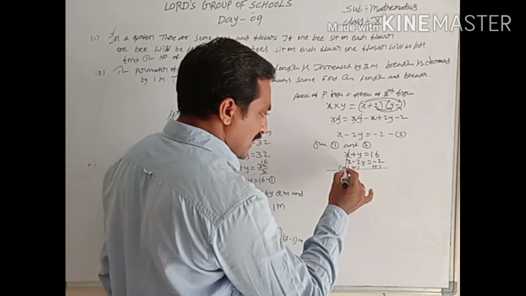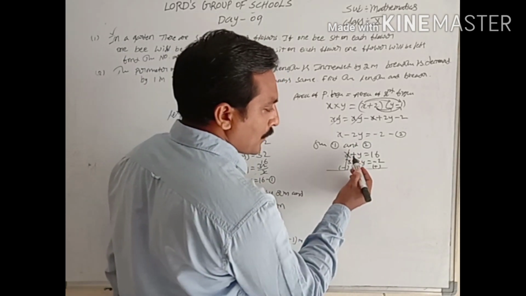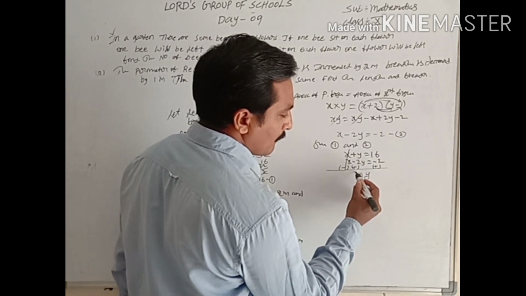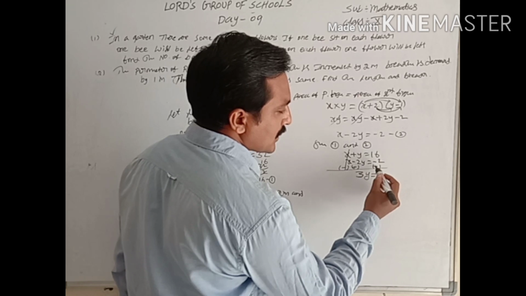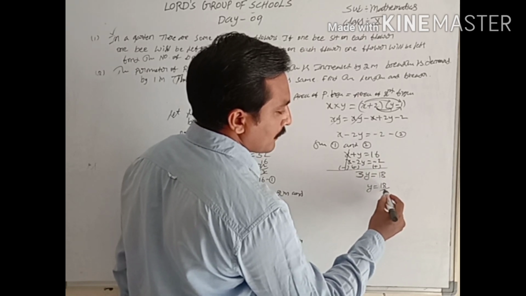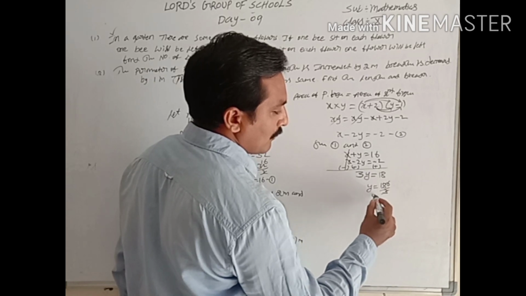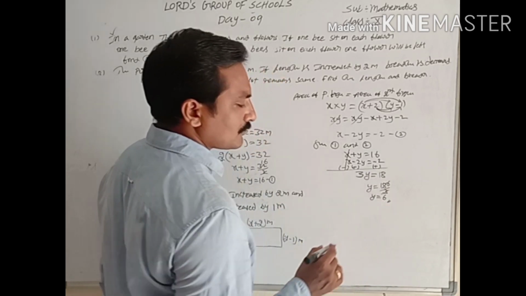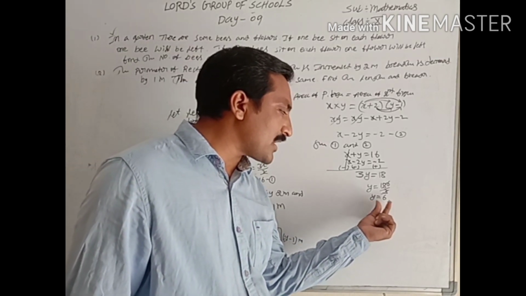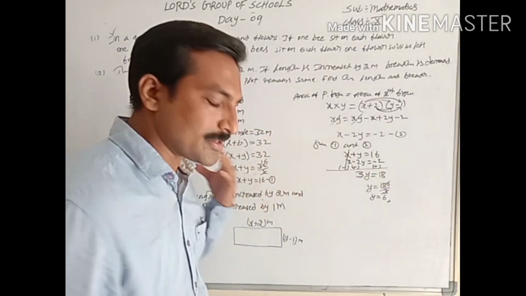The terms plus x and minus x will be cancelled. Plus 1y plus 2y is 3y, equal to 16 plus 2, which is 18. So y = 18/3. Three sixes are 18, so the y value is 6. After finding y, substitute this value in equation 1 or 2, as you wish.